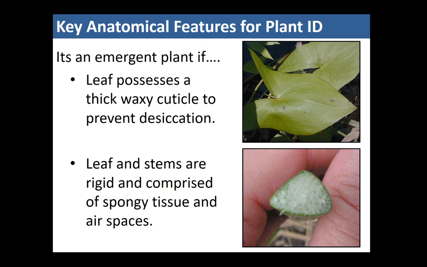Another important feature of emergent plants is that the leaves, and particularly the stems, are very rigid, and when you break them open you can see that they're comprised of this spongy tissue called parenchyma tissue, which is plant tissue that has these really large air spaces in it that helps the plant stay buoyant and float up above the surface of the water.